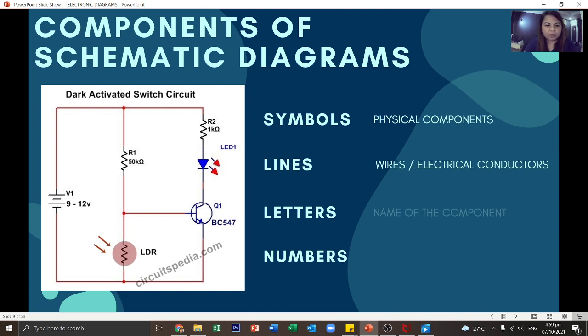The letters. Why do we need to have letters in the schematic diagrams? Because they represent the name of the component. So, for example, this R is referring to resistor. Later we will be discussing this more. And we have the numbers. Where can you see the numbers? We have the numbers here beside the R, R1, R2. What does it mean? We also have numbers here, 9 to 12, 50, 1K. What does this mean?